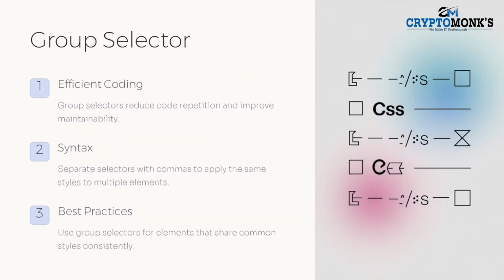Group selector. 1. Efficient coding. Group selectors reduce code repetition and improve maintainability. 2. Syntax. Separate selectors with commas to apply the same styles to multiple elements. 3. Best practices. Use group selectors for elements that share common styles consistently.